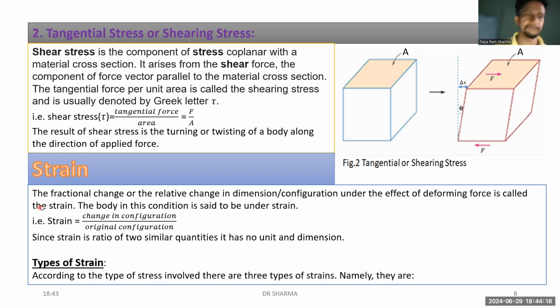Now, strain. Strain is the fractional change in dimension of a body because of deforming force. So it is expressed mathematically as the ratio of change in dimension to the original dimension, or change in configuration to the original configuration. Since it is the ratio of like quantities, strain is unitless and dimensionless.